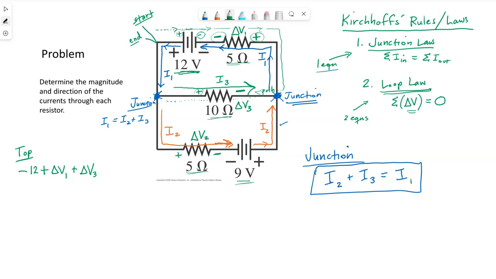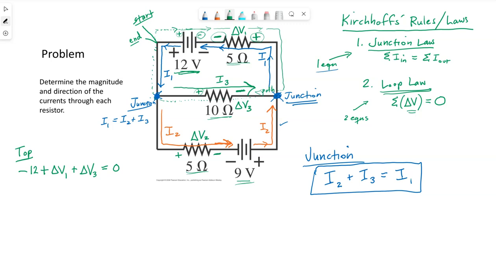My requirement is that I get back to where I started. As soon as I get back to the top left corner, because that's where I started, then I finish my equation by saying equals 0.